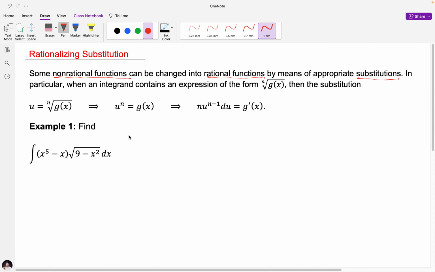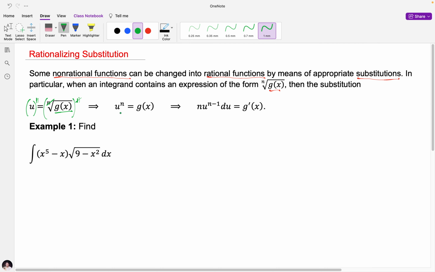Now, in particular, when an integrand contains an expression of the form nth root of g of x, whatever that g of x is, then the substitution u equal to the nth root of g of x is just the same as u raised to n equal to g of x. So, ang ginawa lang dito is we raised everything by n. So, from that, this will be eliminated. So, what's left is yung nasa loob na lang ng radical sign. So, we have g of x and you have u raised to n.